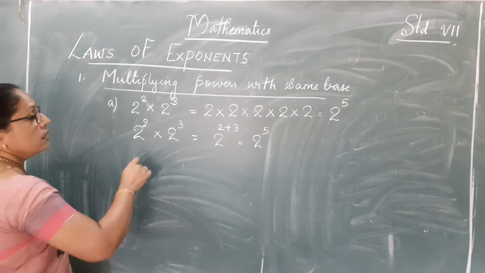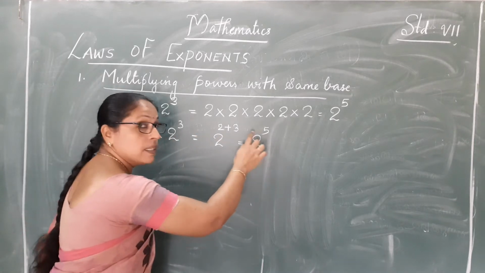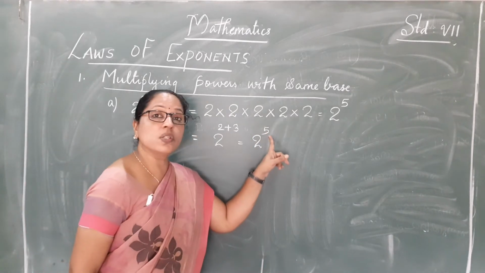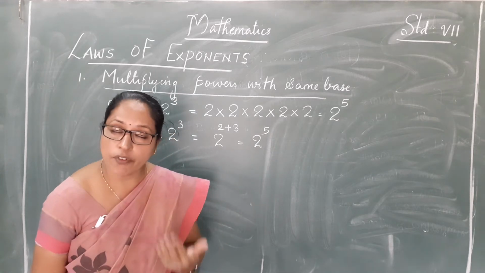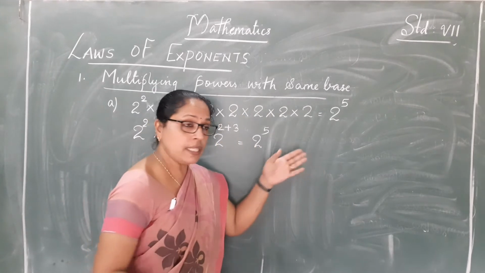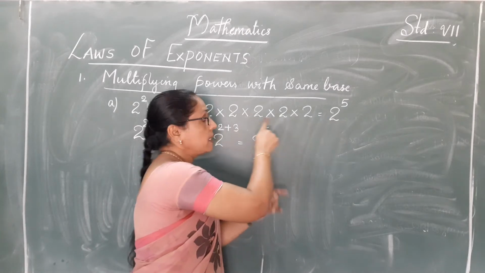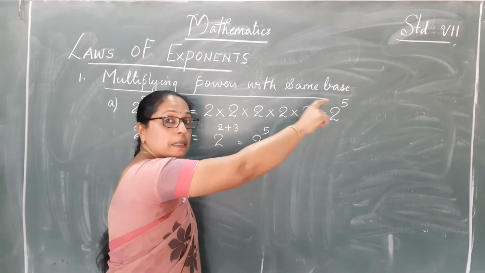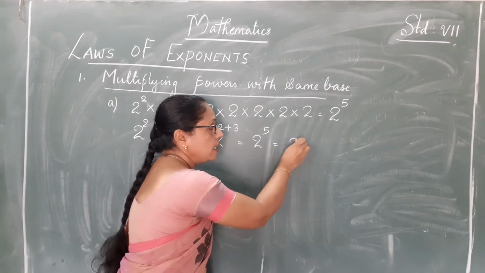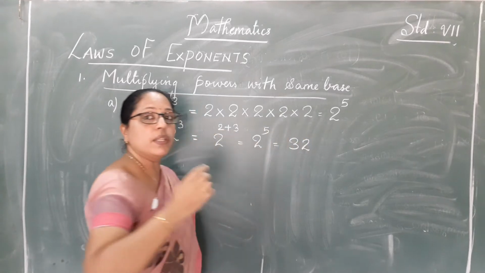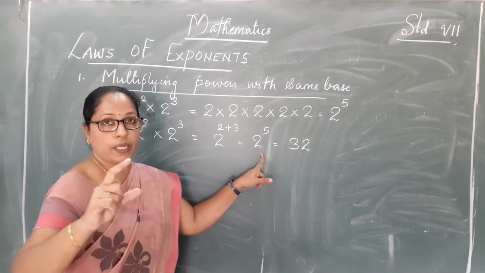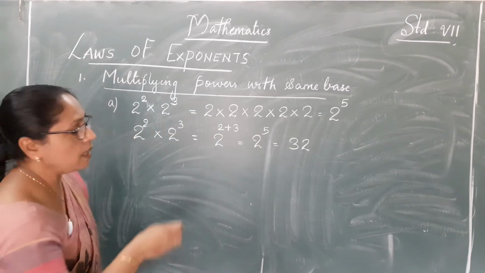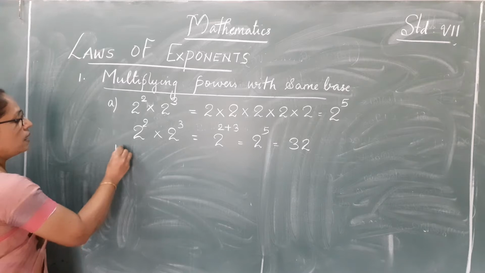Now here the answer is written in which form? Yes, exponential form. If you have to evaluate, then you should find the answer: 2 into 2 and so on, multiply and write the answer, that is 32. But when you are asked to put the answer in exponential form, you can stop here. Okay, another example. Let me show part B.